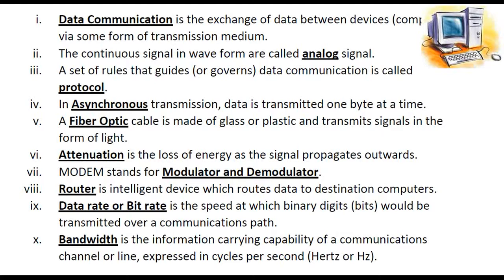Sixth fill in the blank says that dash is the loss of energy as the signal propagates outward. So it is called attenuation. Attenuation is the loss of energy during propagation. Attenuation is actually a communication impairment.